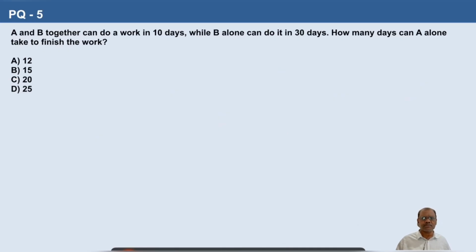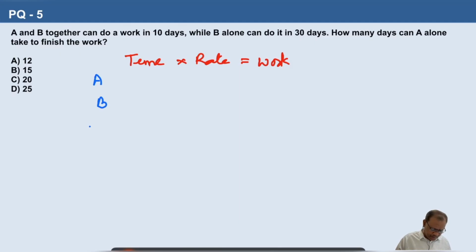Question number 5. A and B together can do a work in 10 days, while B alone can do it in 30 days. How many days can A alone take to finish the work? Same procedure. So once again let us solve the same way. So that is time, rate and work. So we have A, B and A plus B.